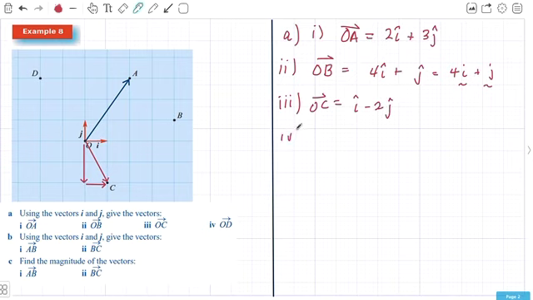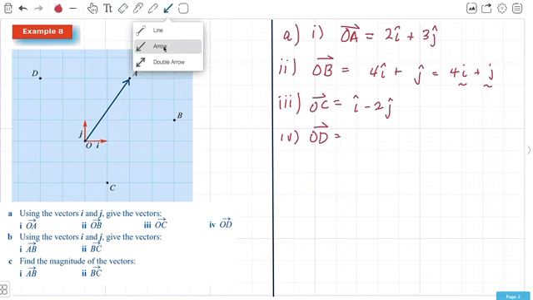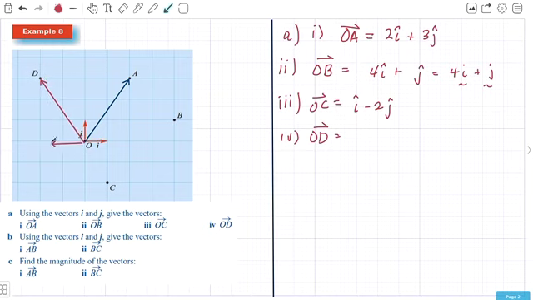Last one is O to D. And you can see that for O to D, again, you're actually going backwards this time in the i direction. So that's O to D. Going back 2 in the i direction, and you're going up 3 in the j direction. So it would be negative 2i plus 3j, like that.